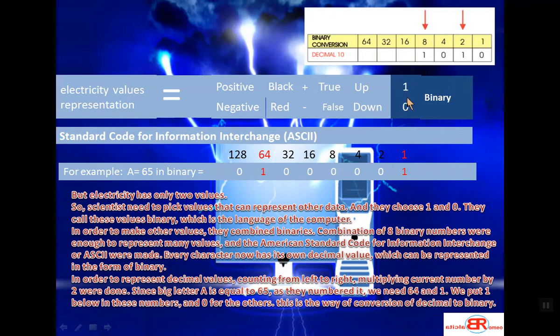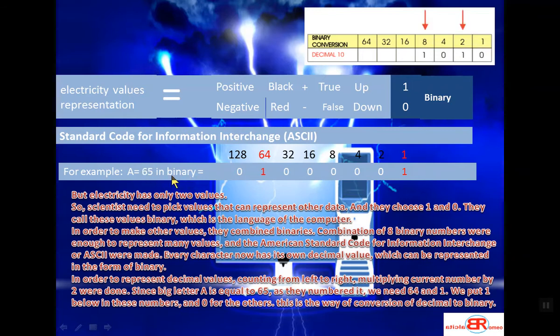They call these values binary, which is called the language of the computer. In order to make other values, they combined binaries. A combination of 8 binary numbers was enough to represent many values, and the American Standard Code for Information Interchange, or ASCII, was made. Every character now has its own decimal value, which can be represented in the form of binary.